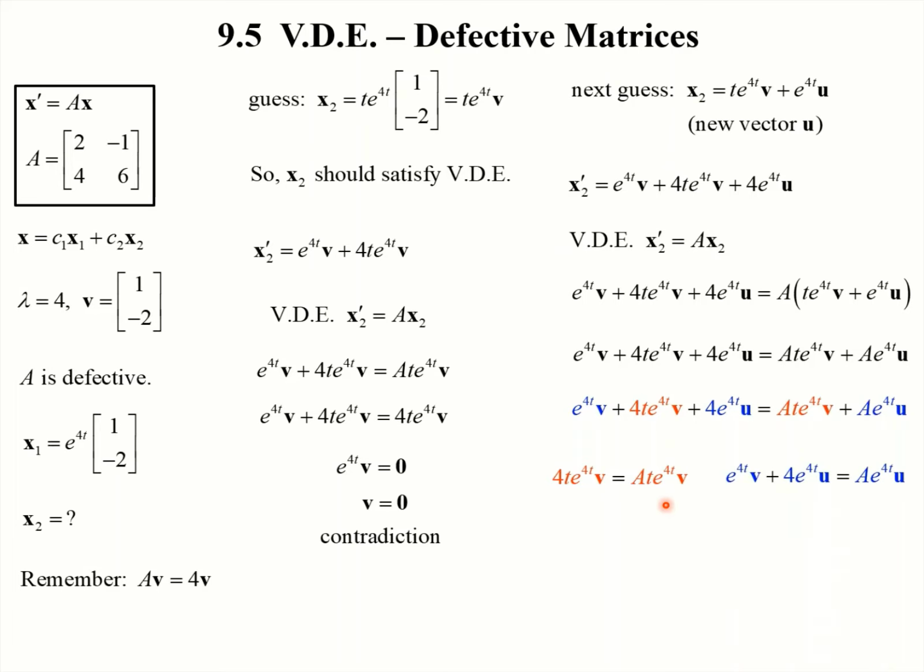Now, what I can do is divide both sides by t e to the 4t. But before I do that, here's the blue equation. And so I'll do that, and I get 4v equals av, which is exactly what we have here. So this is a good thing. We didn't get a contradiction on the red part. Now over here, I know I kind of jumped the gun there. I'm going to divide everything in this equation by e to the 4t, and I get v plus 4u equals au.